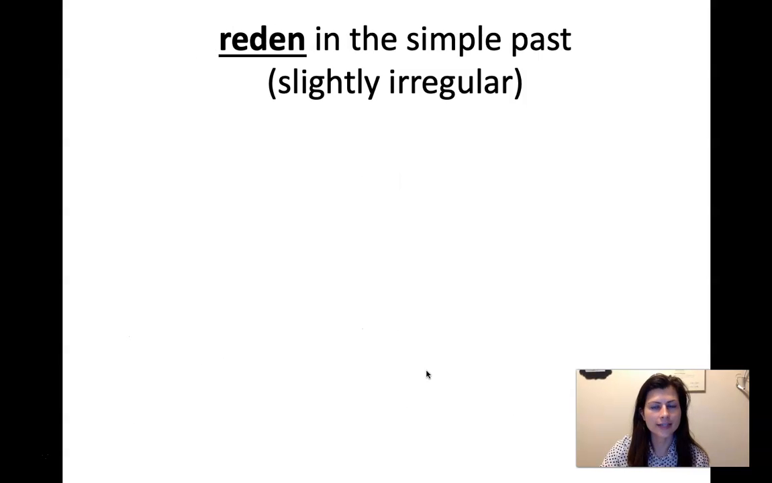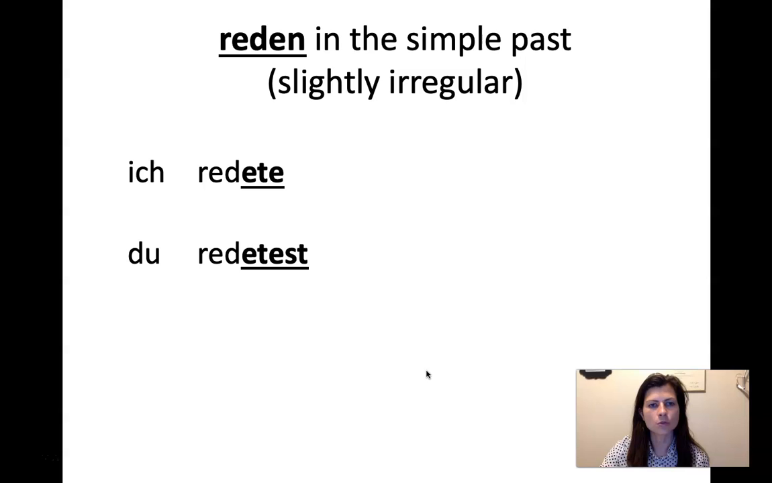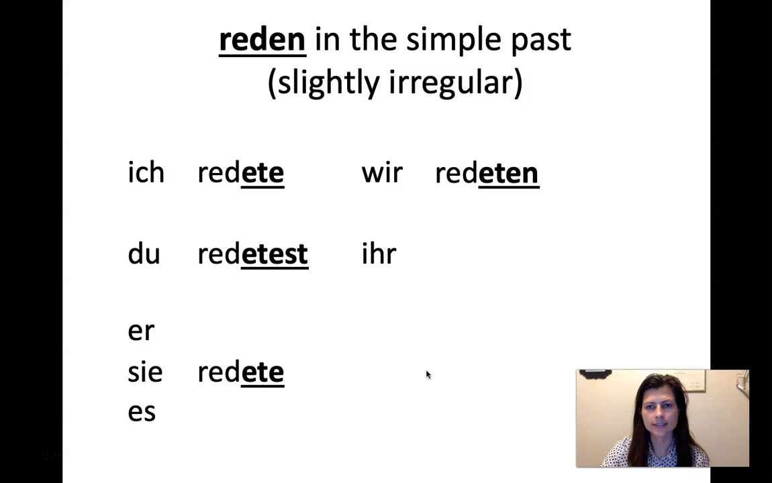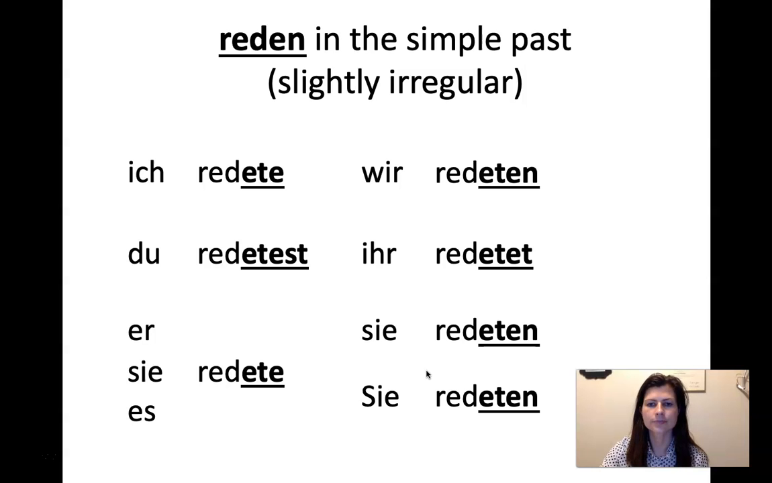Reden means to talk. So it's slightly irregular. We've got the D ending on the stem. Ich redete. Du redetest. Sie, es redete. Wir redeten. Ihr redetet. Sie redeten. It doesn't sound quite as weird because we've got a D here instead of a T. But I talked, you talked, he, she, it talked.